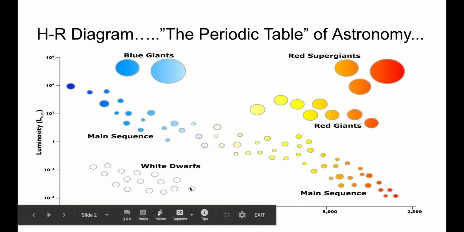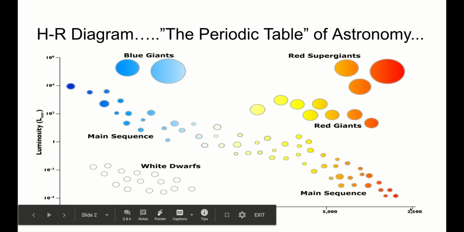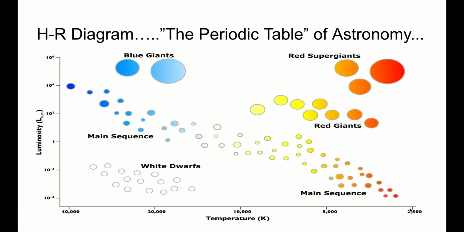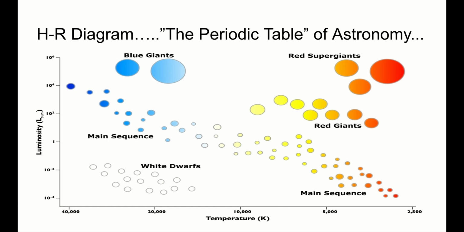If we look down here, the only, I guess, tricky part of this HR diagram is that the temperature moves from right to left, and it gets higher as we go up. So if you take a look at the very bottom, we have the temperature starting out at 40,000 Kelvin, and it decreases as we move from left to right, which is a little counterintuitive to what we're used to.